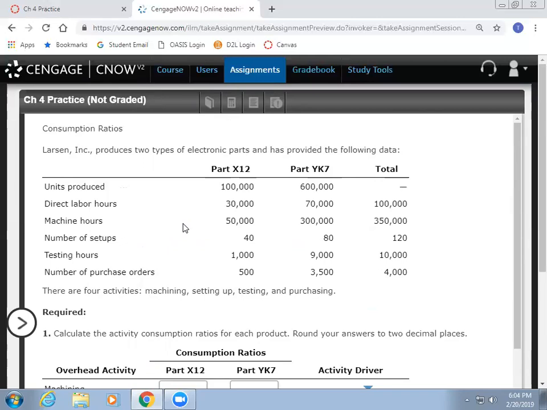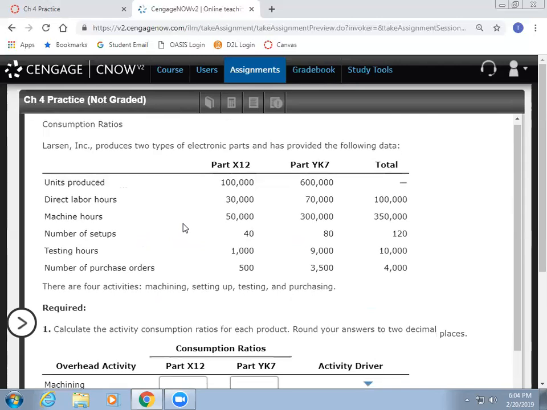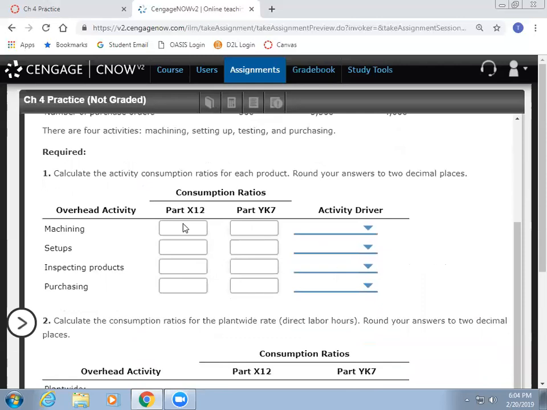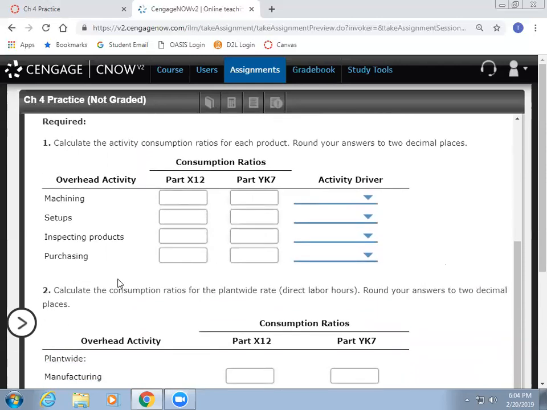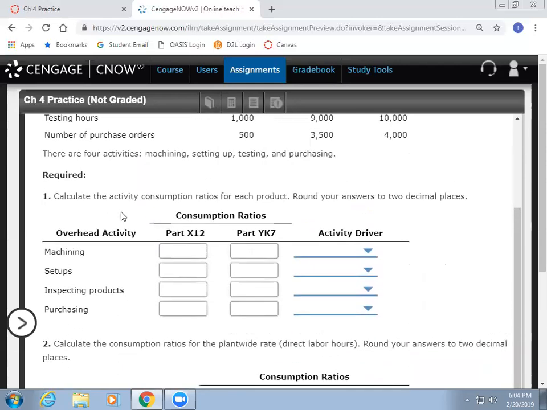Okay. If these parts only had one process or something, we may not have to do this. But since they're so different in their consumptions, we may need to look at this. So this first one, we don't even have to do too much. We're looking at the activity consumption ratios for each product, though. So it's not too bad.